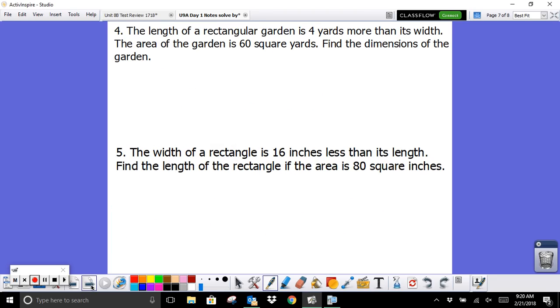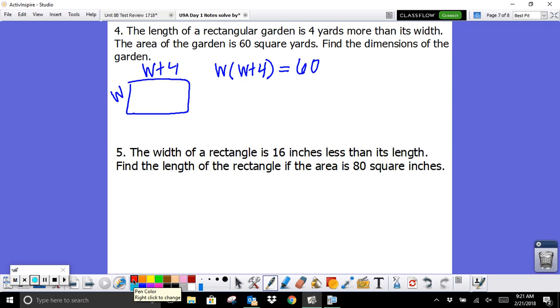Okay, number 4, the length of a rectangular garden is 4 yards more than its width. The area of the garden is 60 square yards. Find the dimensions of the garden. All right, so we've got another shape. It says the length is 4 yards more than the width. So that's going to be W plus 4, and then this other side is W. It says the area of the garden is 60 square yards. Find the dimensions. All right, again, we've got length times width here. So it's W times W plus 4, and that area is equal to 60.